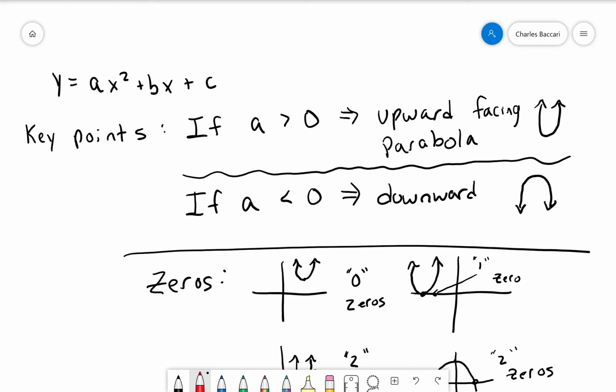Okay, so for this one, guys, what we're going to do is look at some notes. We've got our general form. It won't always be in the standard form, which is the one that we do when we complete the square.